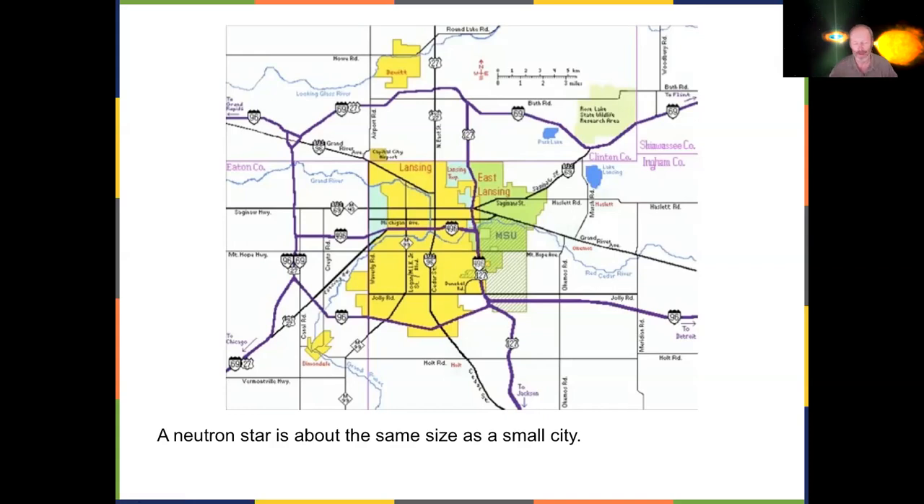about the size of Lansing, Michigan. I think whoever made up our textbook in part went to Michigan or maybe works there, so they chose Lansing. I would choose Bloomington along the way.